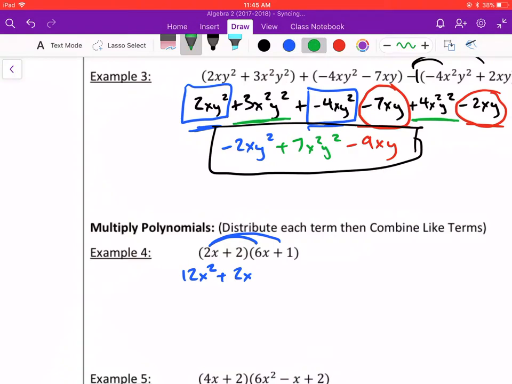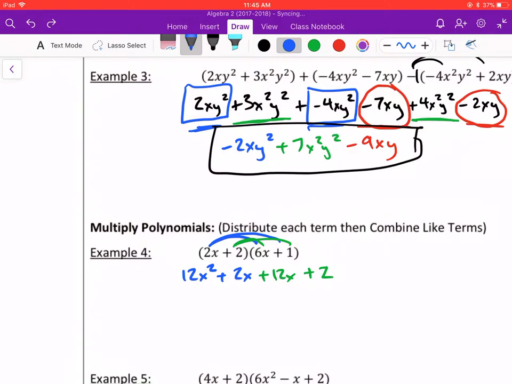Then you want to distribute the next terms, 2 times 6x, 12x, and then 2 times 1, plus 2. So we multiplied, right? You notice how I distributed it twice. I took the first term, right? I multiplied it by each of the other terms in the other polynomial. And then I took the second term, multiplied it by each of the second polynomial as well. So from here, go ahead and combine your like terms, all right?